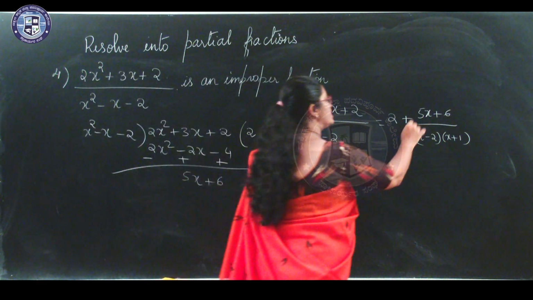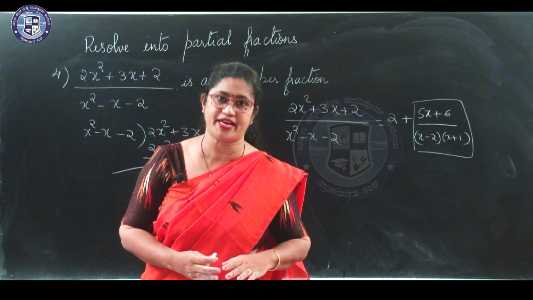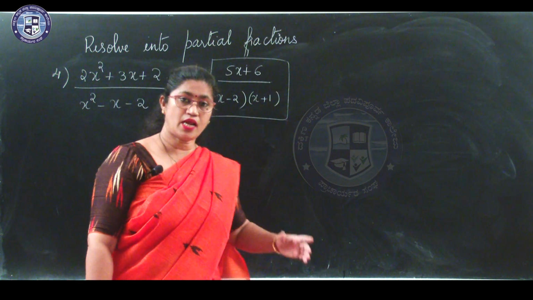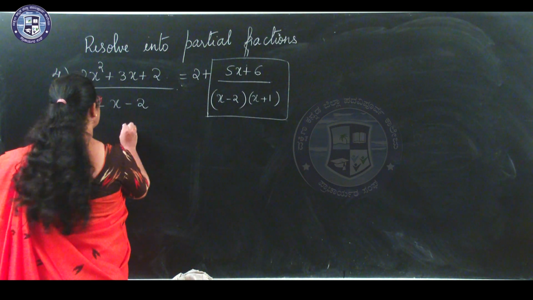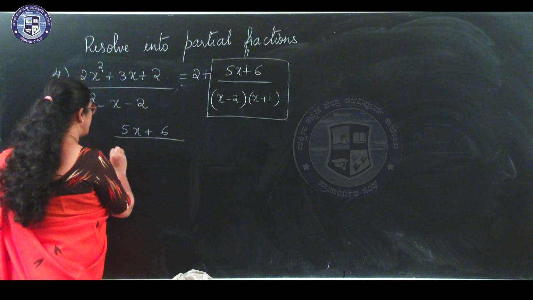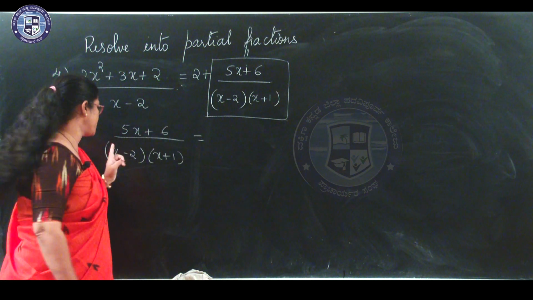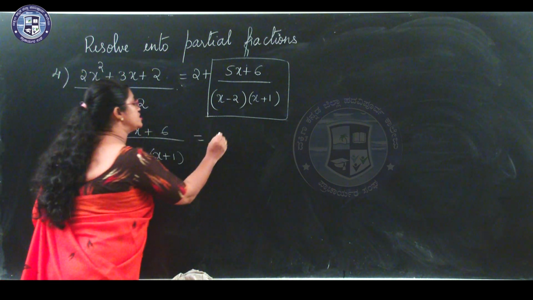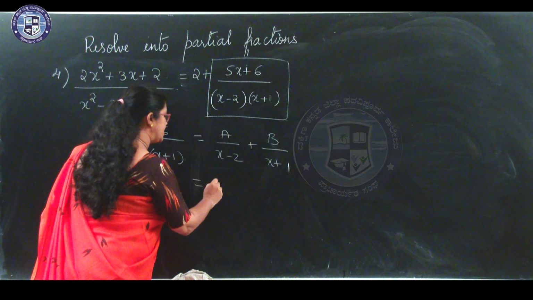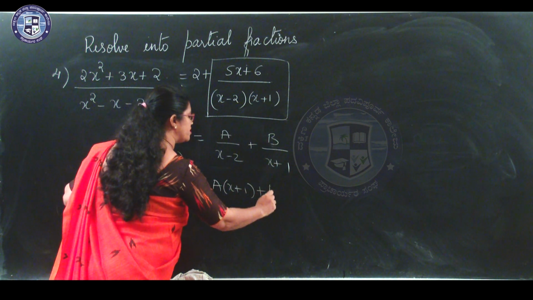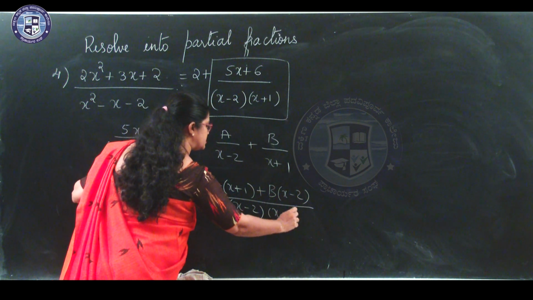And now, this is a proper fraction and I have to divide this proper fraction into partial fractions. We shall now convert this proper fraction into partial fractions. So, write 5x plus 6 by x minus 2 into x plus 1 is equal to, write for each term a constant. So, a by x minus 2 plus b by x plus 1, take the LCM, a into x plus 1 plus b into x minus 2 divided by the denominator becomes like this after LCM.